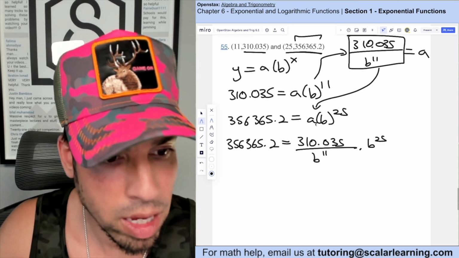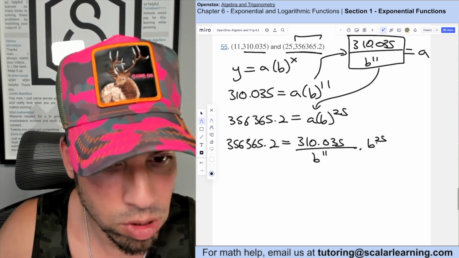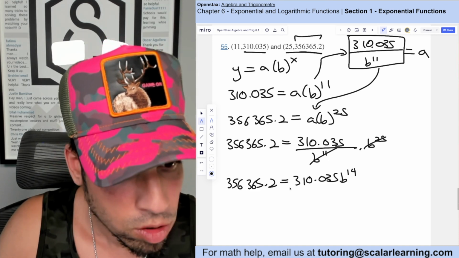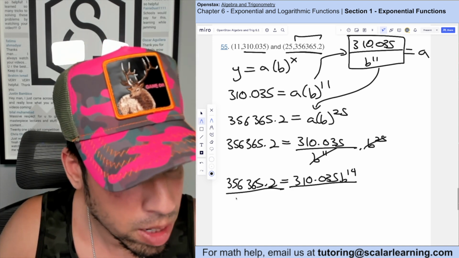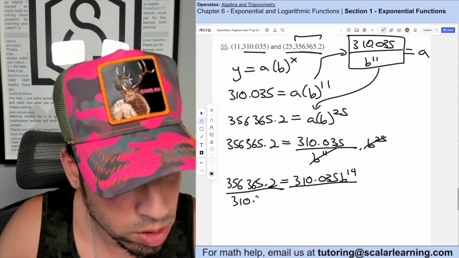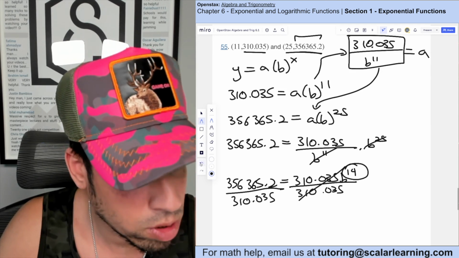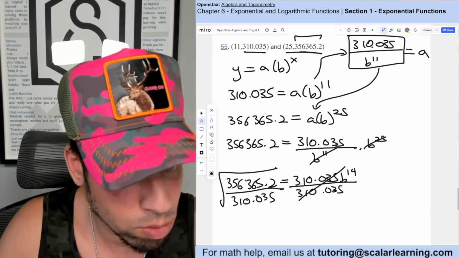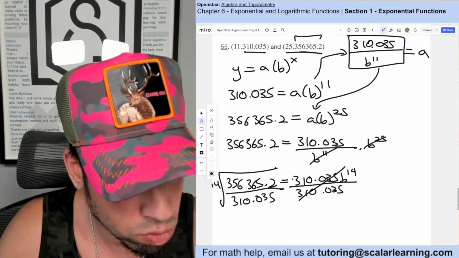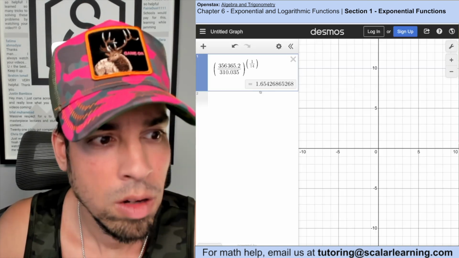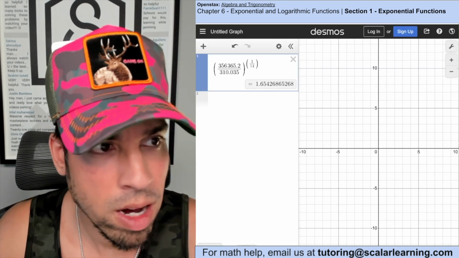Now I can take this and plug it into my second equation here. So now we plug that in for a, and then you can see these two simplify. And since it's basically division, 25 minus 11 is 14. So then we're going to divide both sides by 310.035. And then after that, we're going to take the 14th root of both sides, right? That's going to get rid of that 14 over there. So the 14th root of both sides. So let's take this and plug it into Desmos. And we now get 1.65 for b.